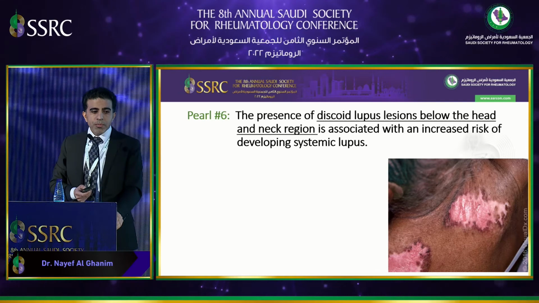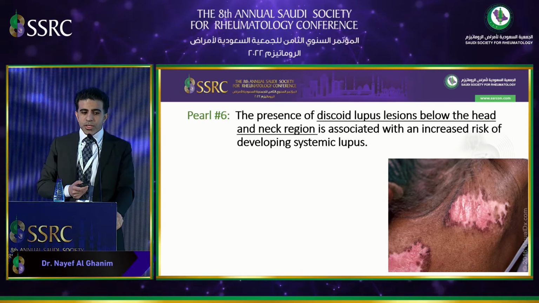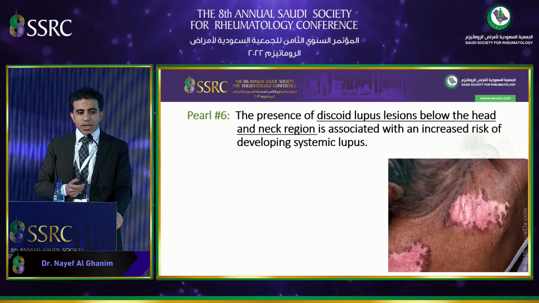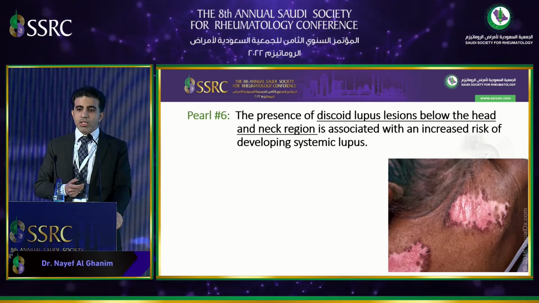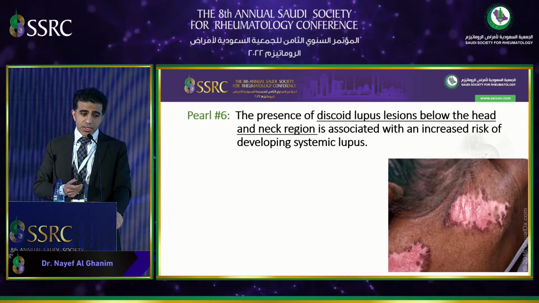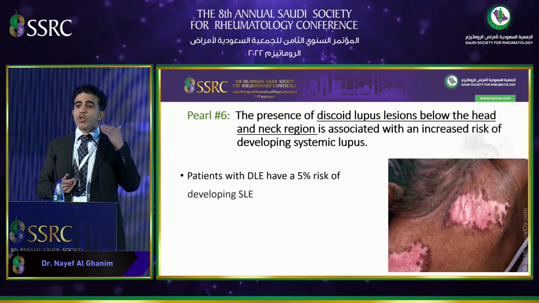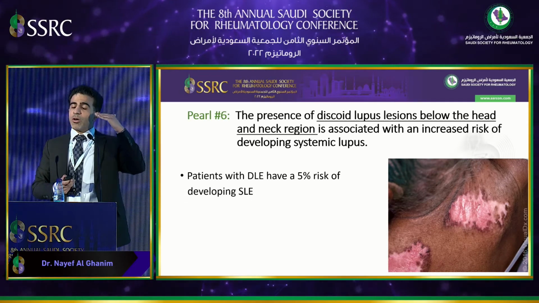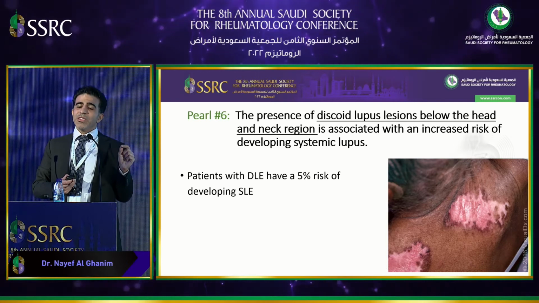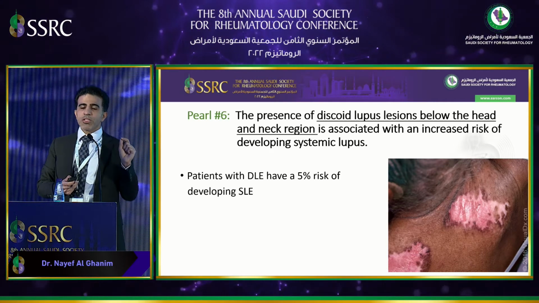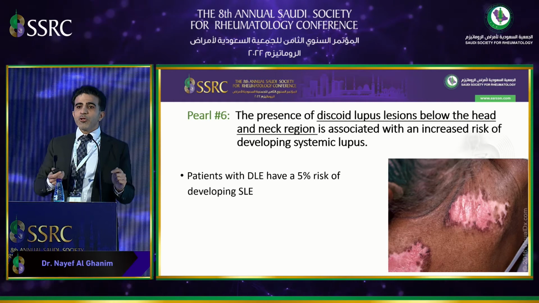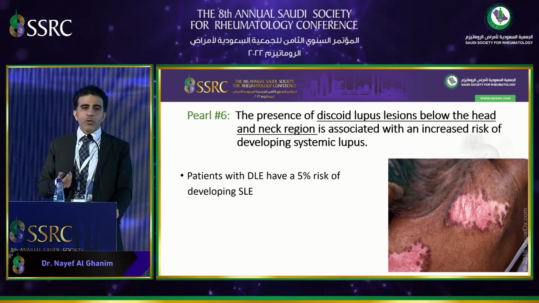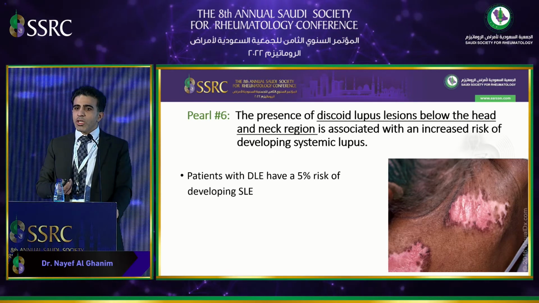Still with the skin, pearl number 6: the presence of discoid lesions below the head and neck region is associated with increased risk of developing SLE. Patients with discoid lupus that's limited to the neck and face or scalp have only a 5% chance of developing SLE. And I had a patient with discoid lupus referred from the dermatology clinic.